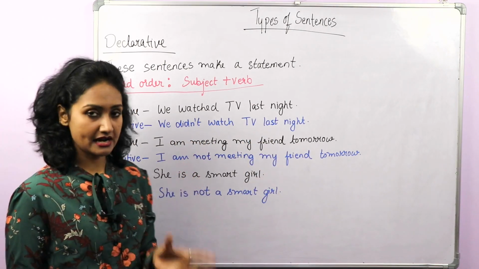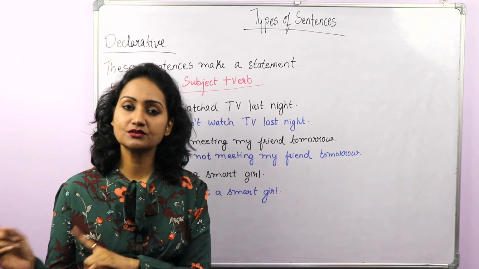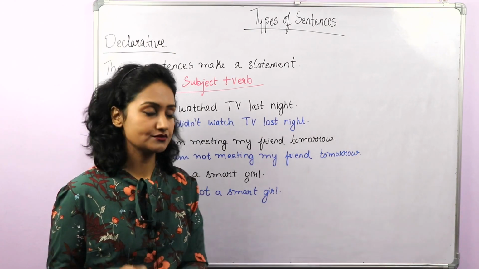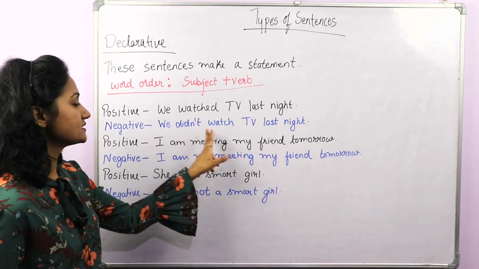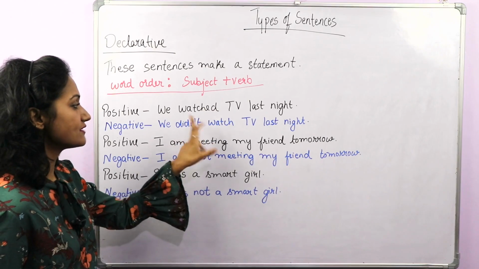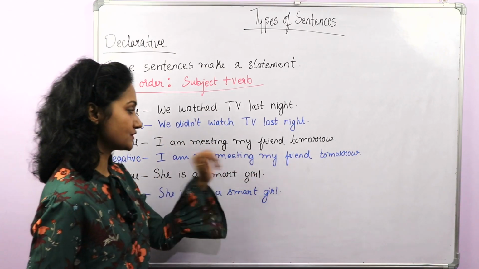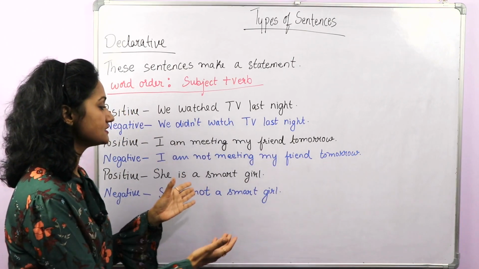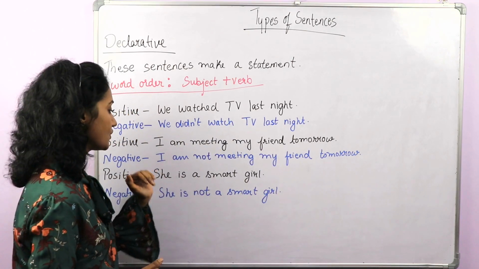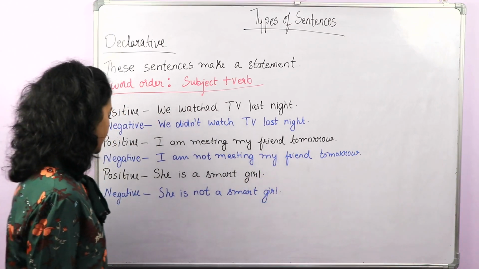So this is a contraction. Contractions also we have done. You will find them in those videos only. Please watch them first. So we didn't watch TV last night. It's a negative sentence because we have not in this. Next is I am meeting my friend tomorrow. It's present continuous. Negative: I am not meeting my friend tomorrow.